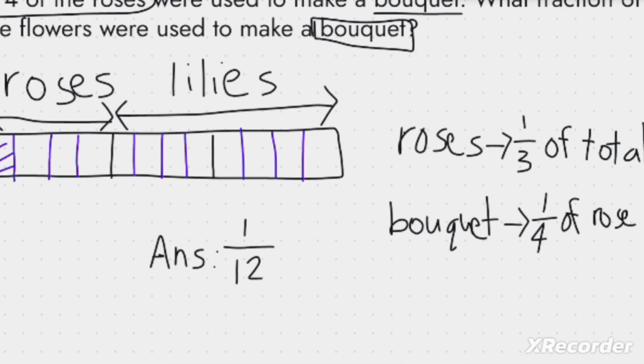If I look at my model, what exactly does this mean? What does 1/4 of the roses mean? I know that roses is 1/3 of the total number of flowers. That means that by saying 1/4 of the roses, what I actually mean is 1/4 of the 1/3 of the flowers. I'm not looking at 1/4 of the total. I'm looking at 1/4 from the 1/3. I can indicate this as 1/4 of 1/3 of the total.